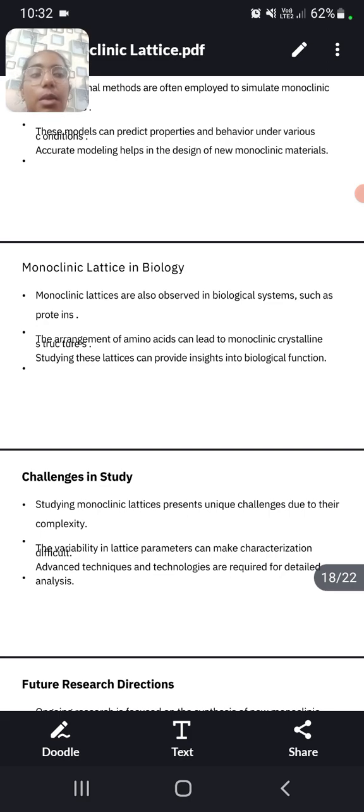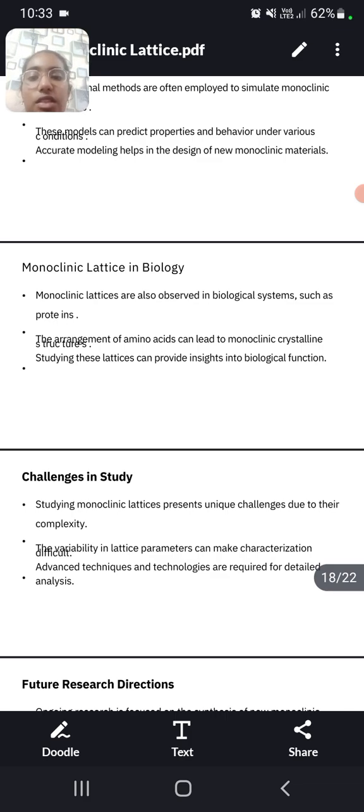Types of monoclinic Bravais lattices. There are two Bravais lattices in the monoclinic system. Primitive monoclinic. Lattice points only at the eight corners of the unit cell. This is the simplest type of monoclinic lattice. And the next is base-centered monoclinic. Lattice points at the eight corners and at the centers of two opposite faces. It adds additional symmetry compared to the primitive lattice. Organic molecules like urea crystallize in monoclinic systems.